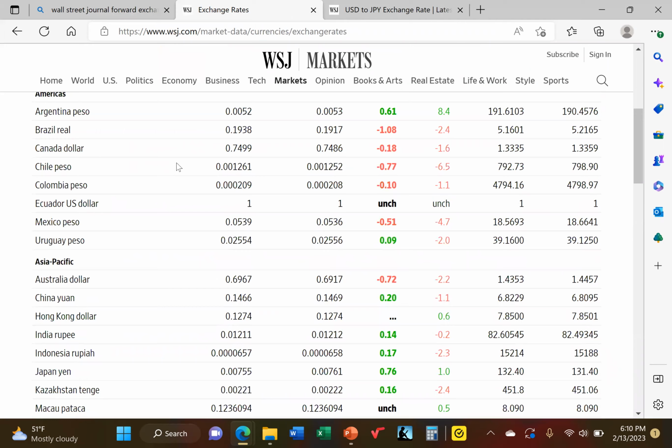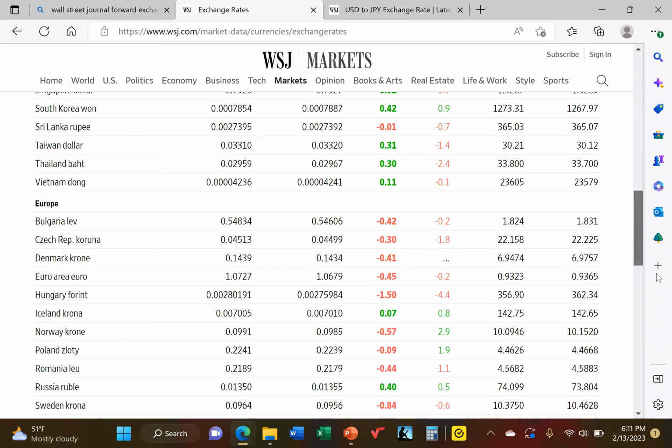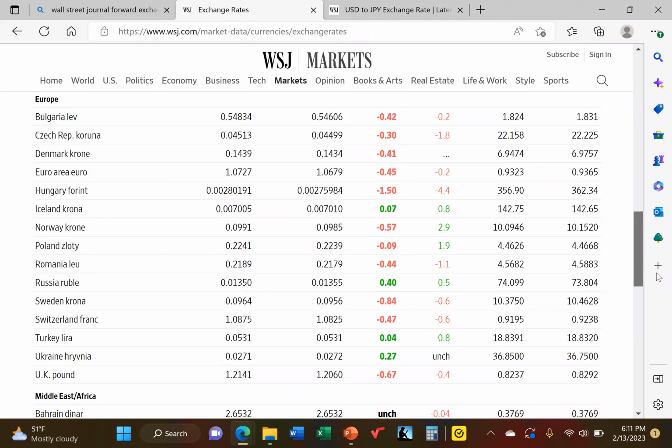If you notice, what's interesting here is that they're giving us both quotes. For example, let's go and find the British pound. There it is, UK pound. So in other words, if you see on the far left, 1.2141, that means it takes $1.2141 to buy a British pound, which translates on the right-hand side over here to 0.8237 pounds per dollar. So they're giving you both methods for expressing this exchange rate.